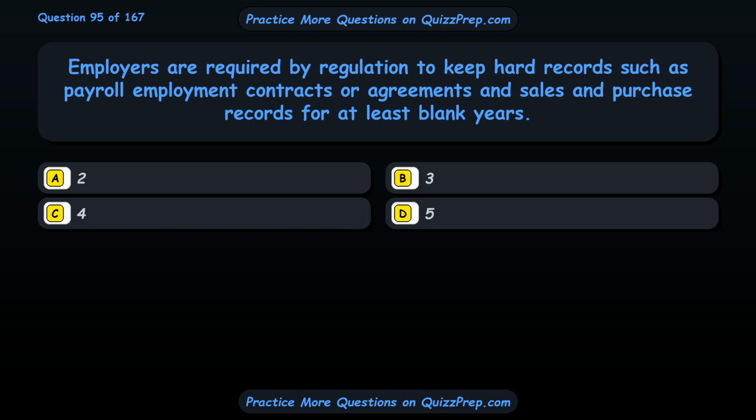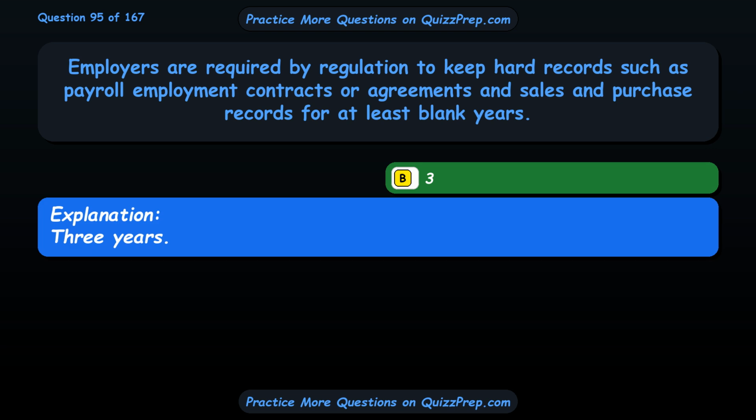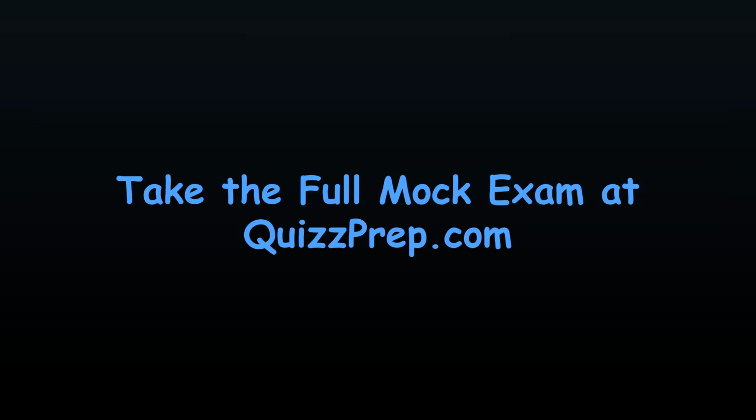Question 95. Employers are required by regulation to keep hard records such as payroll, employment contracts or agreements, and sales and purchase records for at least blank years. Option A, 2. Option B, 3. Option C, 4. Option D, 5. The correct answer is option B, 3. 3 years.